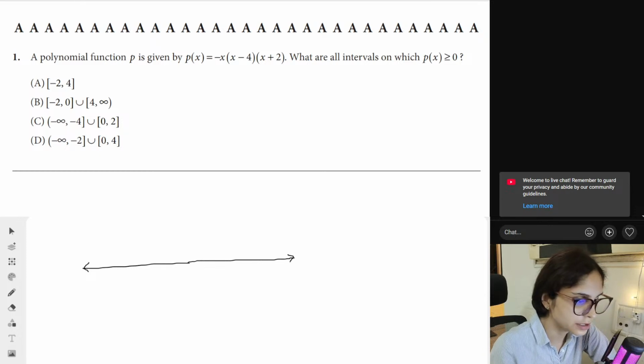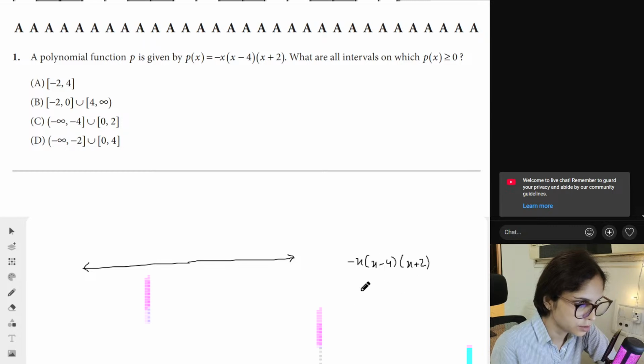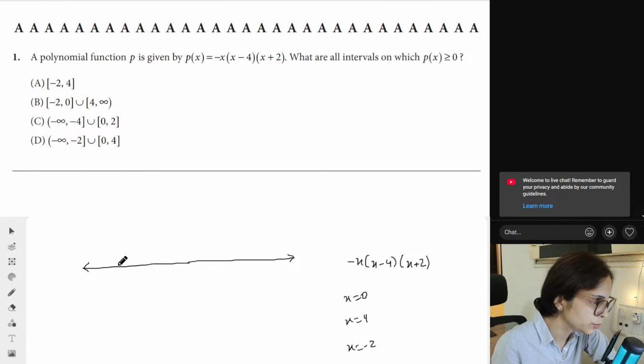So this is a number line that I've drawn. And as you can see, negative x, x minus 4, x plus 2. So the zeros are x is equal to 0, x is equal to 4, and x is equal to negative 2. So I will put them in order. Negative 2 comes first, then comes 0, and then comes 4.